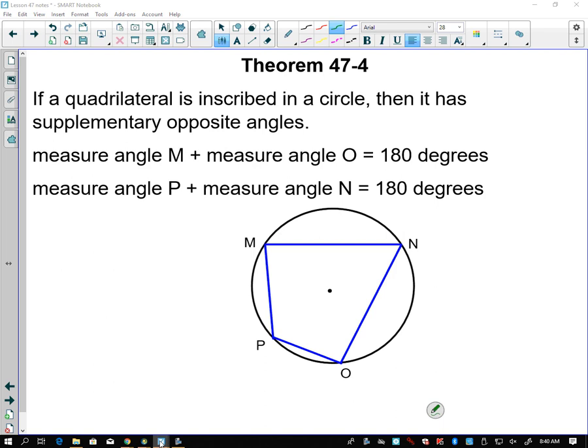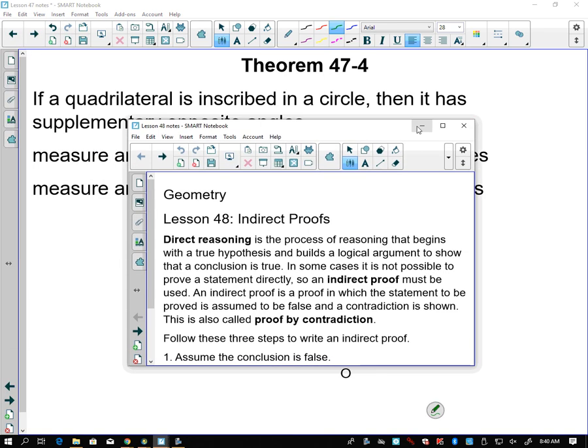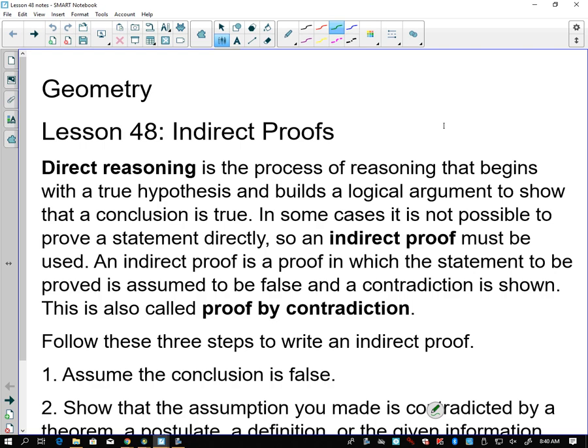Let's go ahead and look at lesson 48, which is indirect proofs. Okay, so we're going to talk about direct reasoning versus indirect reasoning. Direct reasoning is the process of reasoning that begins with a true hypothesis and builds a logical argument to show that a conclusion is true. We've done that. In some cases, it's really not possible to prove something directly, so we use an indirect proof. Basically, what we're trying to do is prove that something is false.